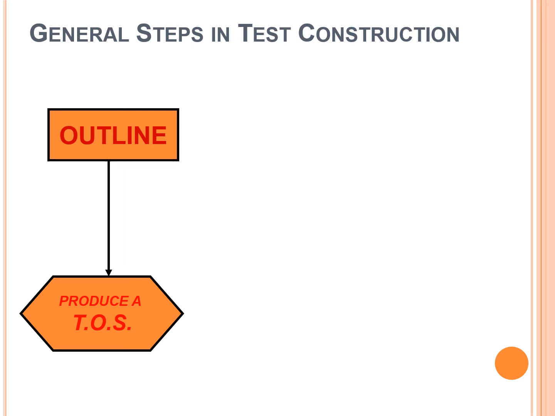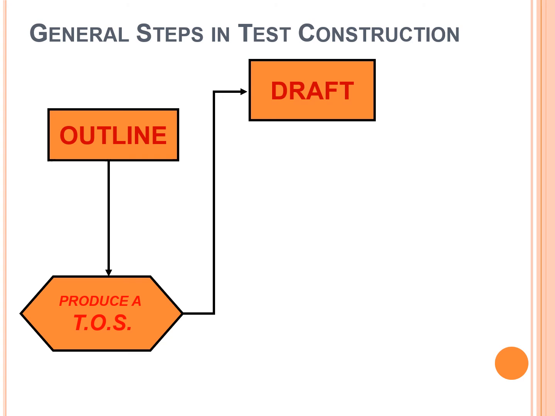And then we can have this one, giving outline. The outline can be easily done by producing TOS, as I told you before. TOS, table of specification or test of specification. In bahasa Indonesia we can say kisi-kisi soal, or we can also say blueprint. Alright, then next, after producing the TOS, we produce the draft.